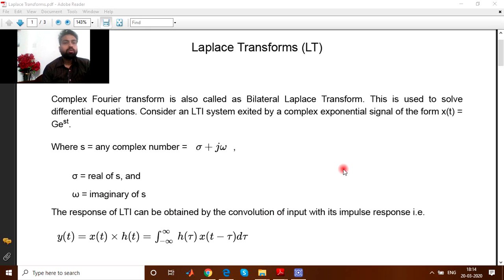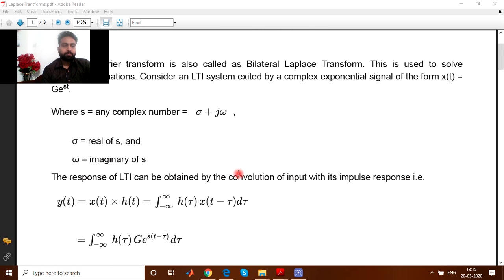This is used to solve differential equations. Consider an LTI system excited by a complex exponential signal of the form x(t). This x(t) can be represented in the simplest form as G e raised to the power st, where s is any complex number, a combination of sigma plus j omega. This sigma and j omega represent the real and imaginary parts.